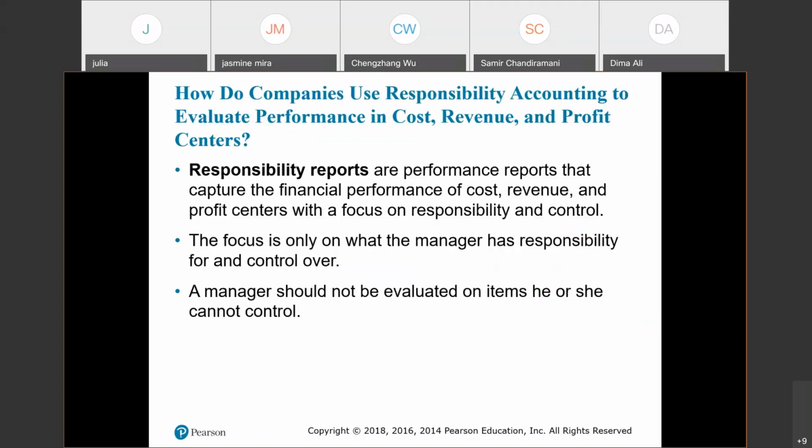Before looking at this difference, we need to know what responsibility reports are. Responsibility reports are actually performance reports that capture the financial performance of cost, revenue, and profit centers with a focus on responsibility and control.